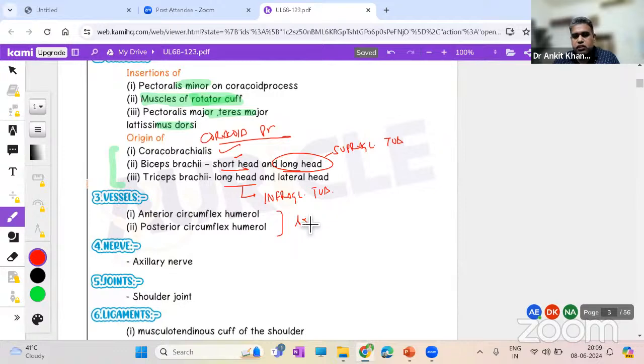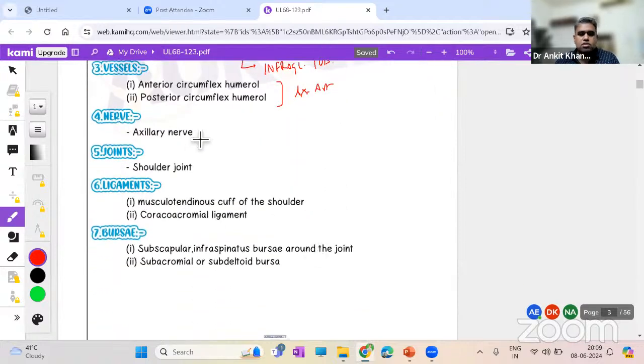Then it has vessels also, the anterior and posterior circumflex humeral vessels. If you remember, they were branches of the axillary artery. It has a nerve, the axillary nerve, which is supplying it. As I told you, you will have the joint as well as all the ligaments, and a few bursae. So joints you have, and you have bursae even.